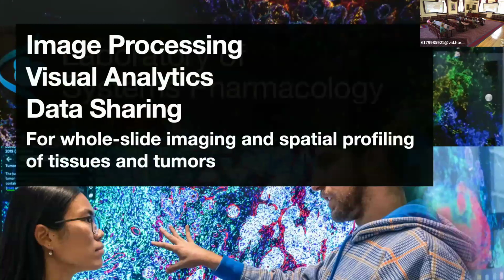So again, back to my title. So it's a bit of a mouthful. Image processing, visual analytics, and data sharing for whole slide imaging and spatial profiling of tissues and tumors. So I'm going to kind of work backwards and unpack that and sort of work backwards into the meat at the front of the title there.